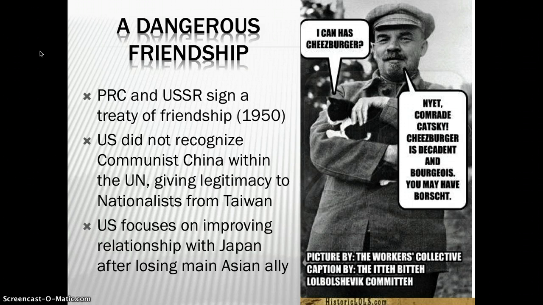So because we lost our major ally in Asia, we need a new one. And so we focus on improving our relationship with Japan. And from then on out, they are going to be our main ally in Asia.